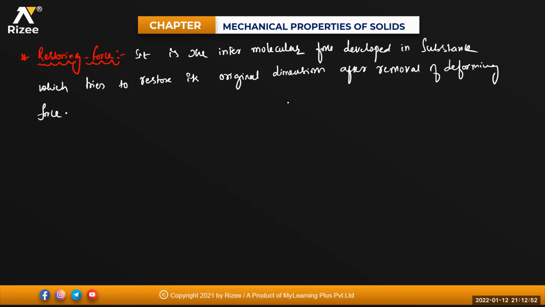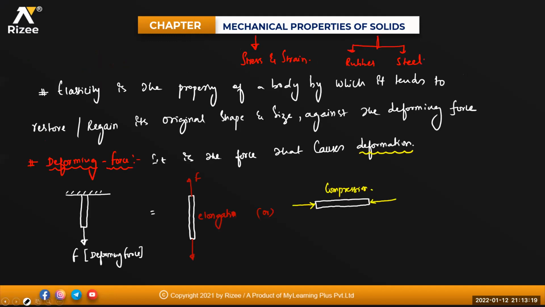Sure, very good. Now let us try to define the term elasticity. I already told you, elasticity is the property of a substance which tries to regain its original configuration after removal of the deforming force. So let me give you examples of elasticity. Can anyone give me some examples of elasticity?